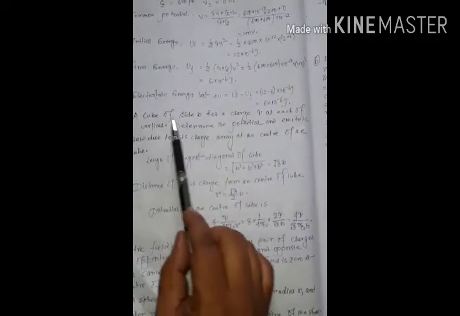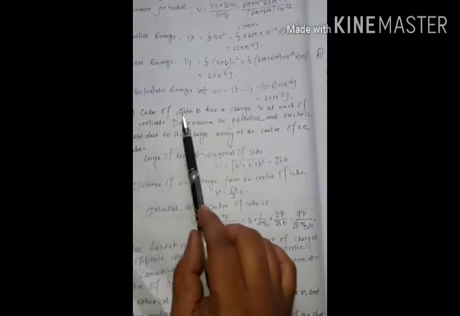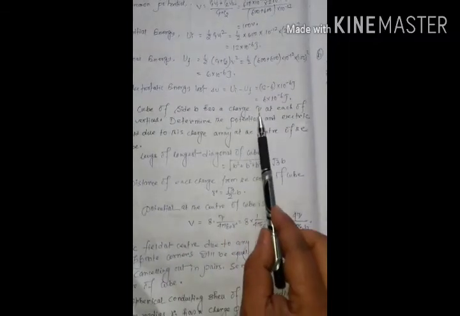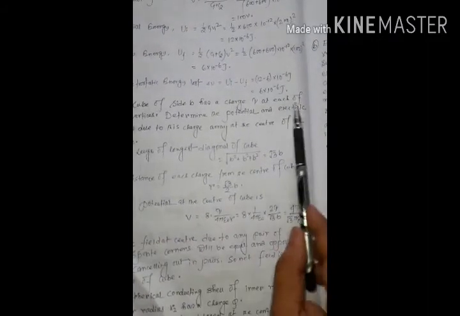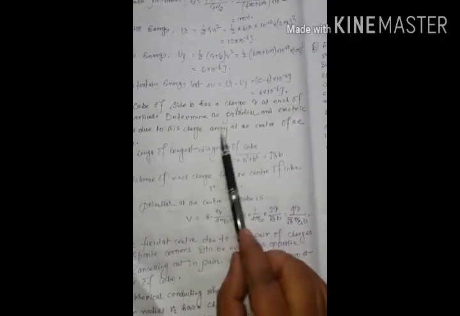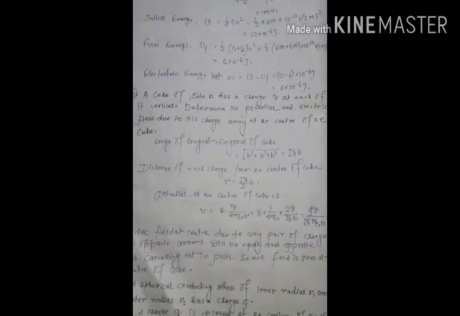Now, next problem. A cube of side b has a charge Q at each of its vertices. Determine the potential and electric field due to this charge array at the center of the cube. To determine the electric field at the center of the cube, first we have to determine the distance of the center from every vertex of the cube, for which the length of the longest diagonal of the cube is required.